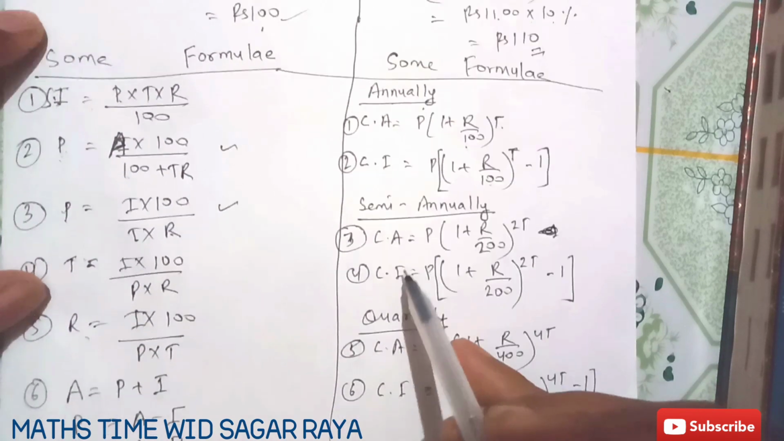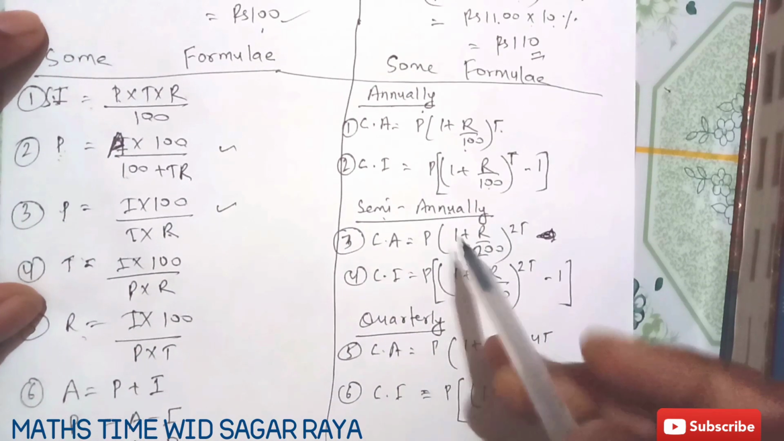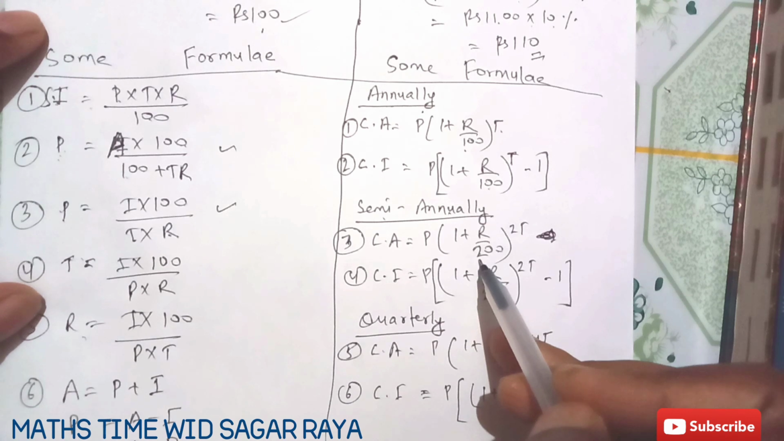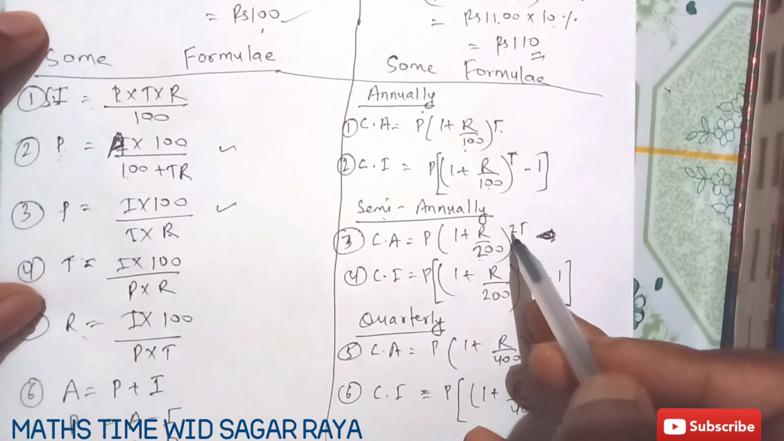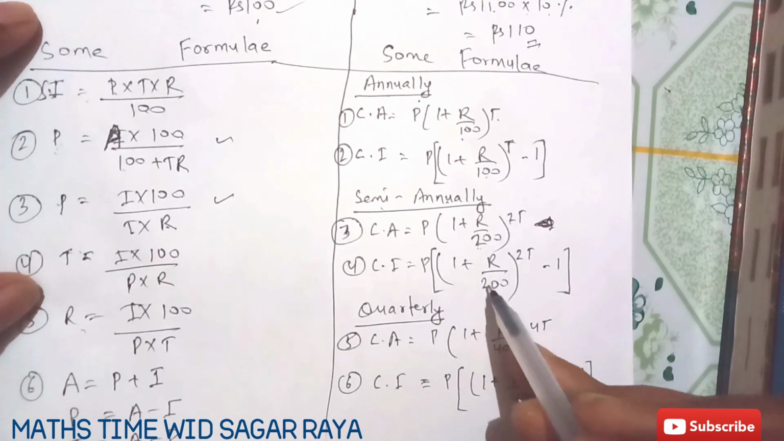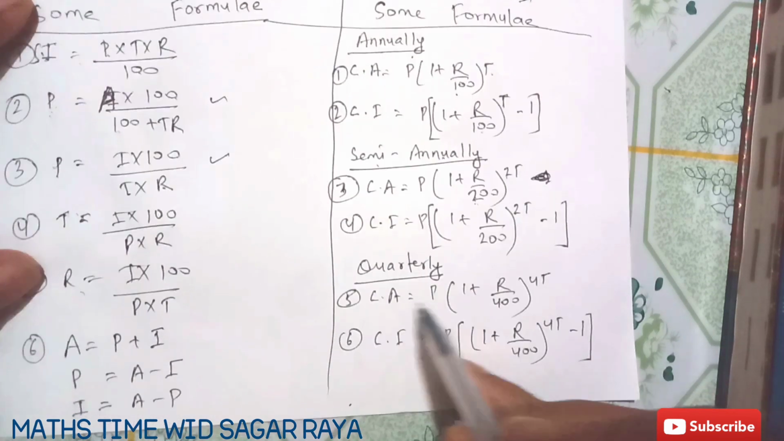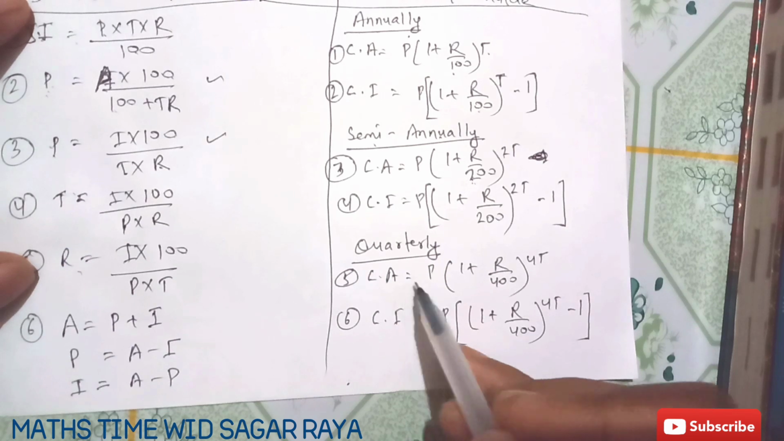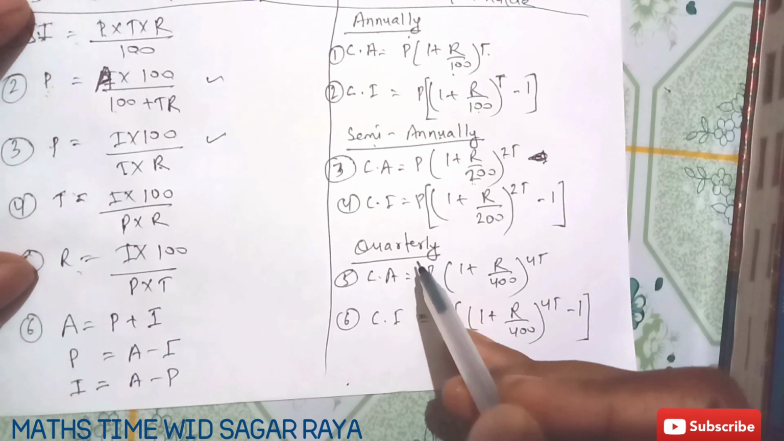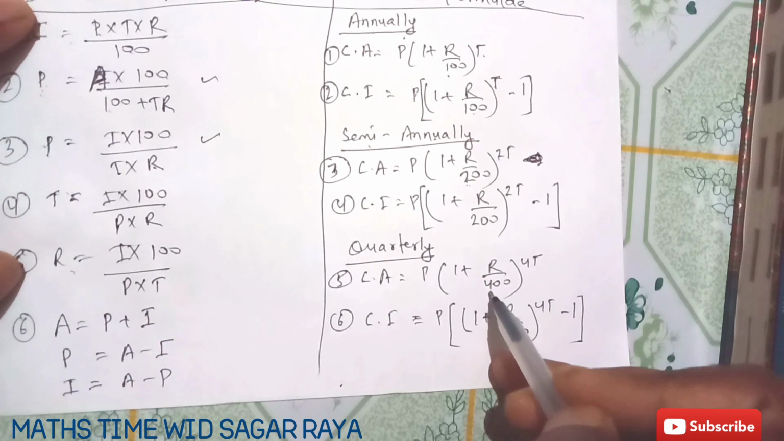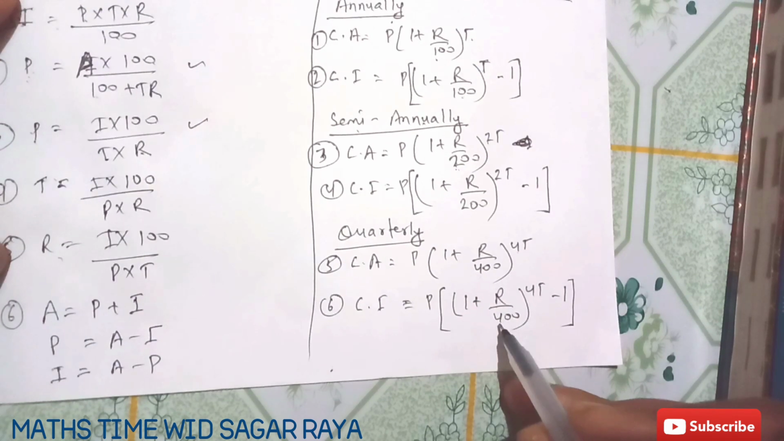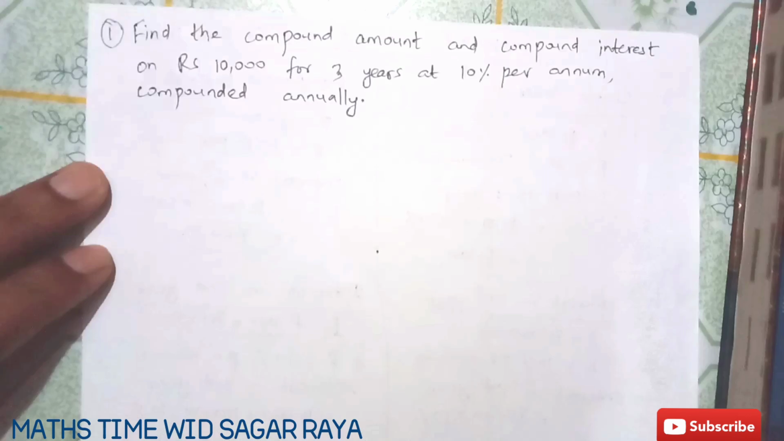But in case of semi annually, you have to divide here by 200. Instead of 100 you have to write 200, and here you have to write 2T. Similarly here also 200, 2T. And quarterly means the whole year divided by 4. So instead of 200 you will write here 400, here 4T, here also 400, here also 4T.